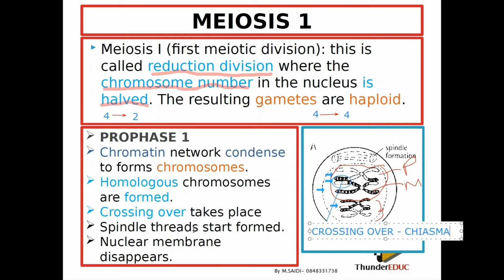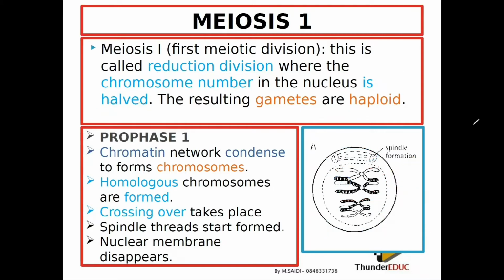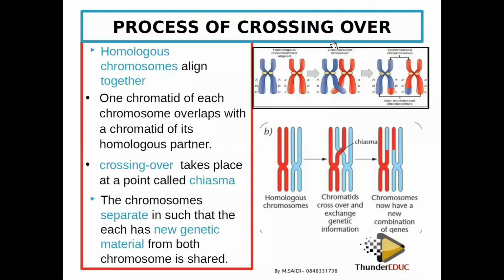Now the spindle threads start to form. The spindle threads there, as you can see, are going to pull the chromosomes to opposite poles. And then lastly, the nuclear membrane disappears. You saw the nuclear membrane disappear there. So that's what actually happens in prophase 1. Now we go to metaphase 1.